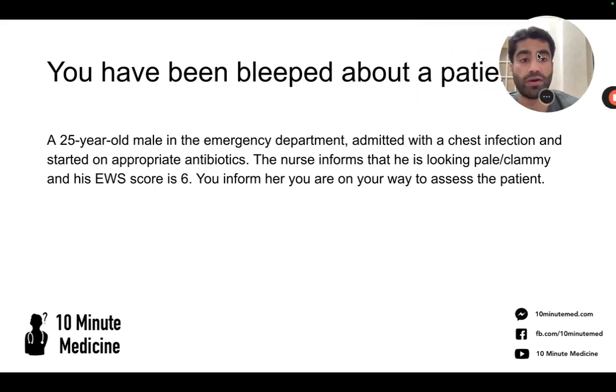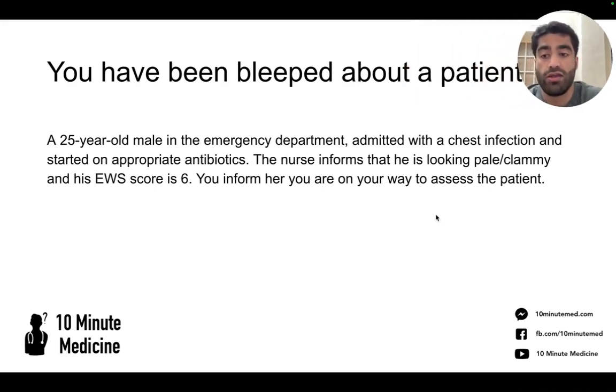So, you've been bleeped about a patient. You've received a bleep from a nurse in ED. They inform you that a 25-year-old's just been admitted to Majors with a chest infection and has been started on the appropriate antibiotics by the ED doctors. He informs you that the patient is looking a bit pale and clammy, and he's just done a set of obs, and his EWS score is 6. So you let the nurse know that you're on the way to assess the patient.